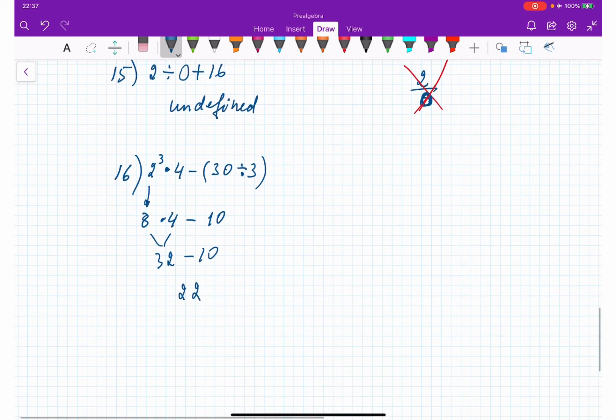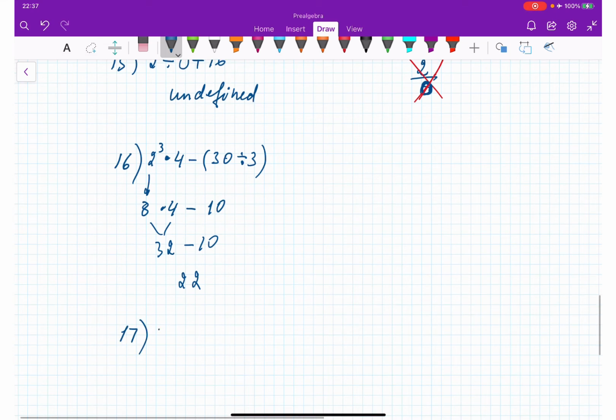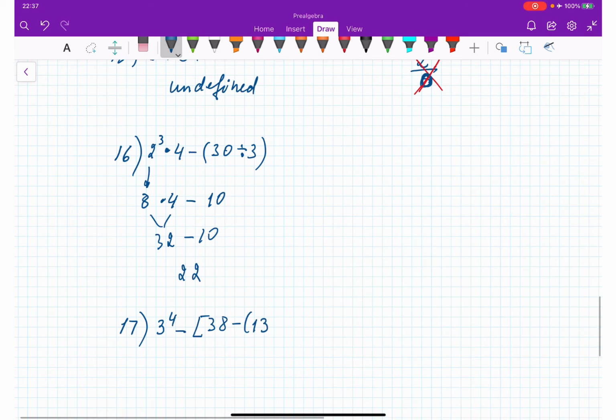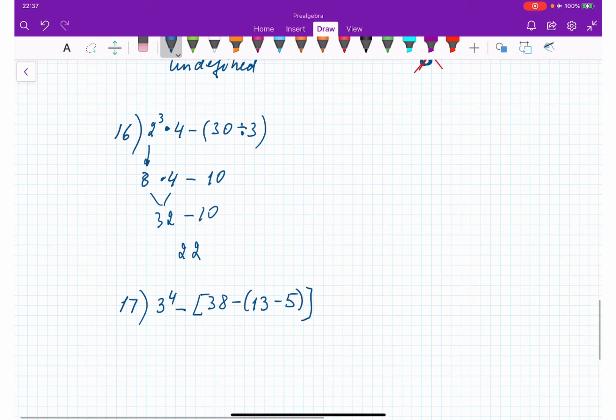17. 3 to power 4 minus 38 minus 13 minus 5. Okay, let's see what we get.